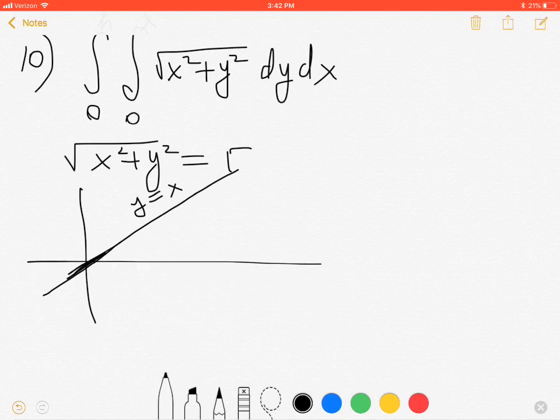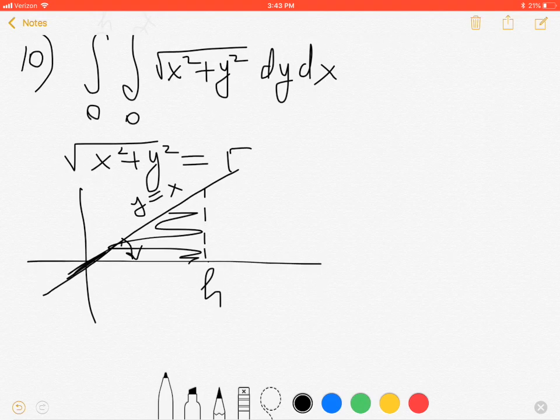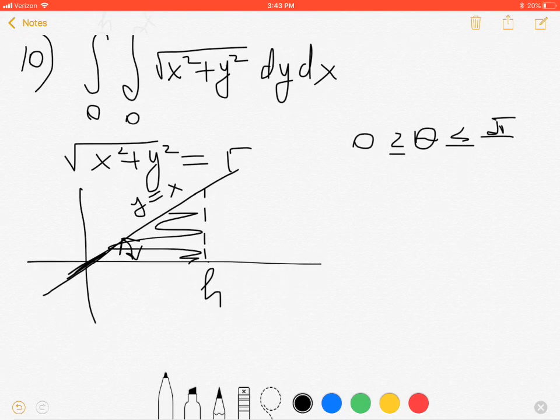And x changes from 0 to some h. This means here we need this kind of triangle. Okay, what do we have here? Because y equals x is a line, this means our angle theta is changing from 0 to pi over 4. And the only question is how r is changing.